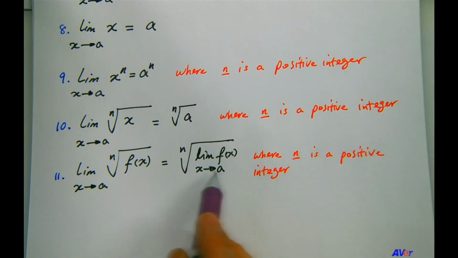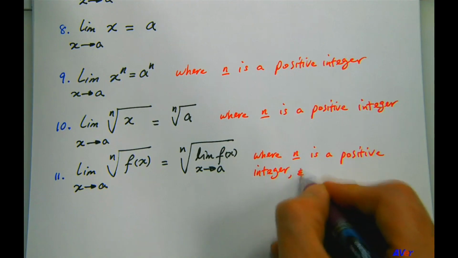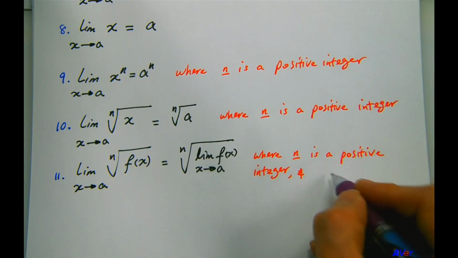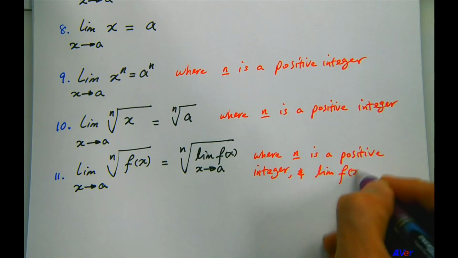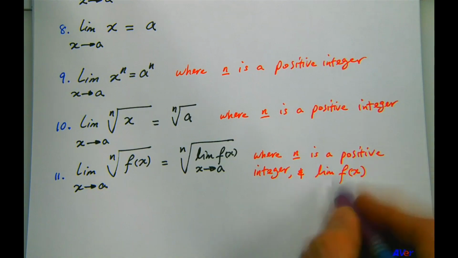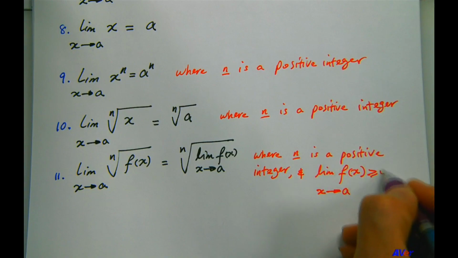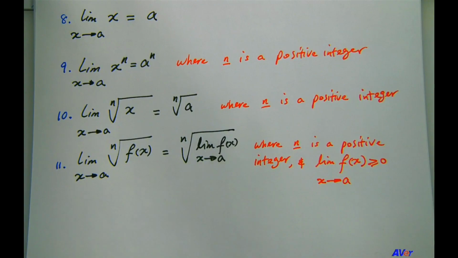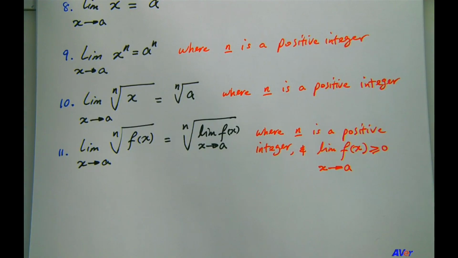So where n is a positive integer, and of course we assume that this limit of f of x as x approaches a is greater than or equal to 0. Okay, so it can't be negative. And we knew that from basic algebra classes.